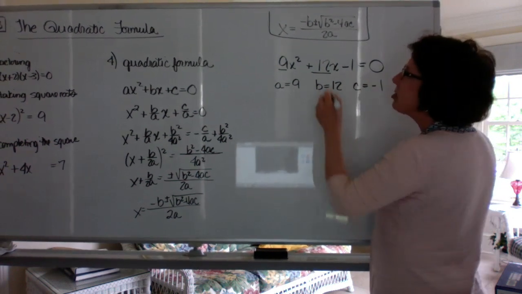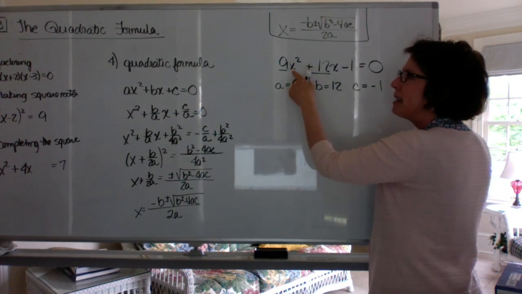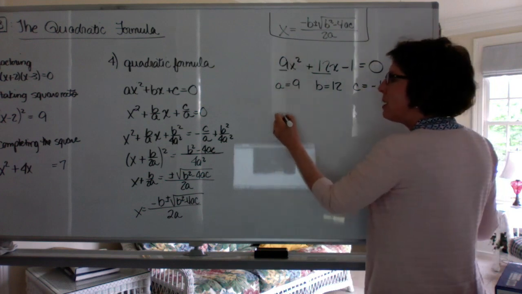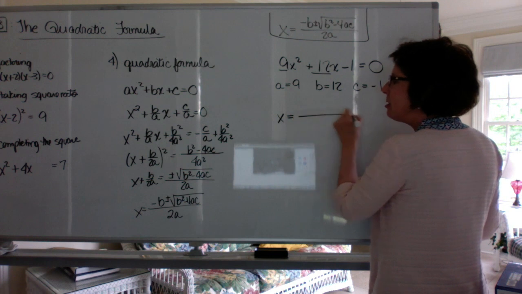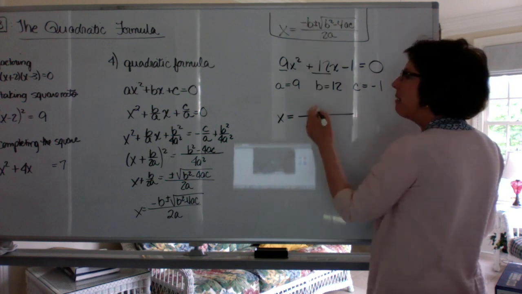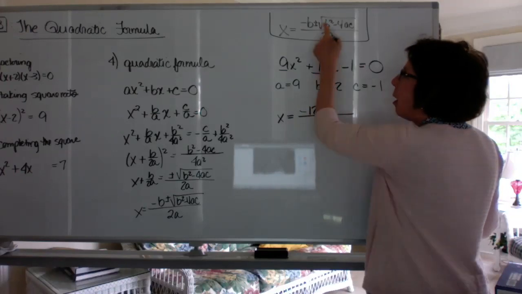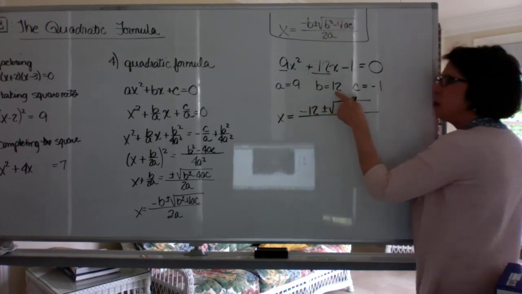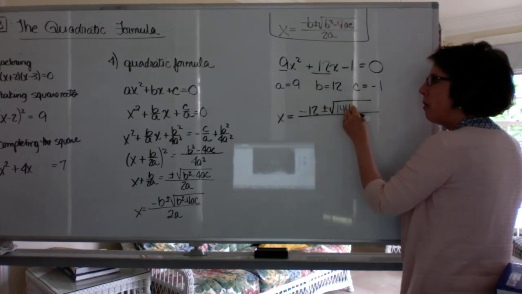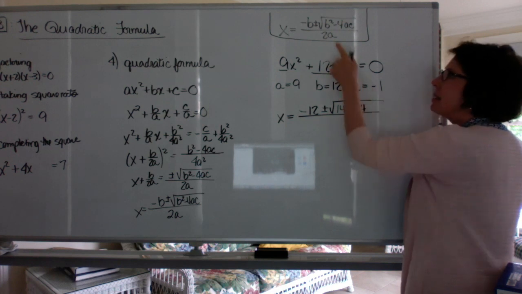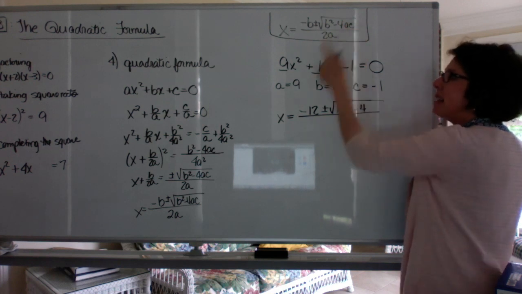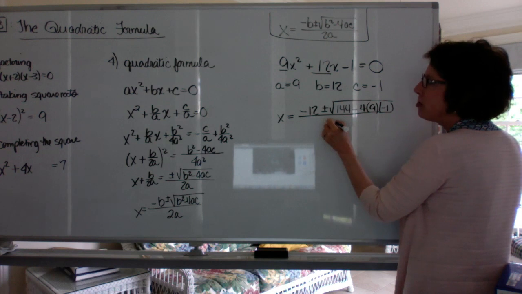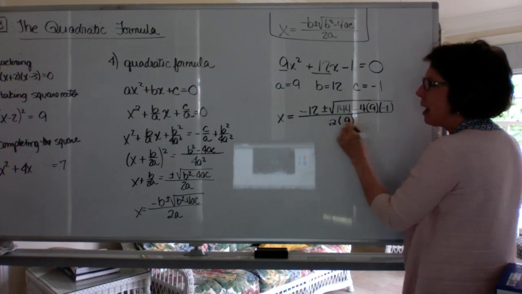Okay, now let's go ahead and use our formula. Our variable is x. It could be p or q or z. It doesn't matter, but this one is x, and so we say x equals. Now let's just fill this in. I'm going to start with negative b. That's negative 12. Plus or minus the square root of b squared. Well, b squared is 144 minus 4 times the product of a and c. Well, a is 9, c is negative 1. All over 2 times a. Well, we know a is 9.